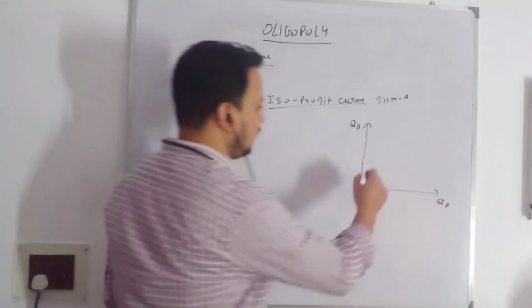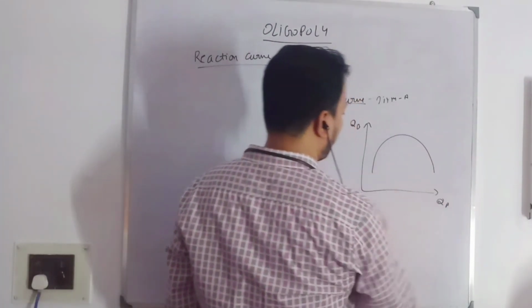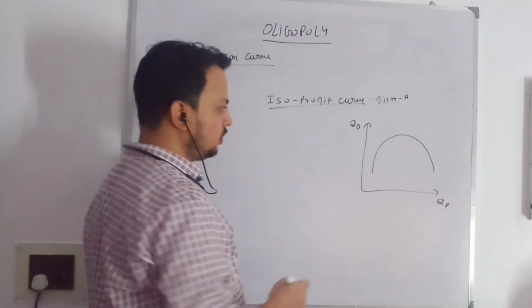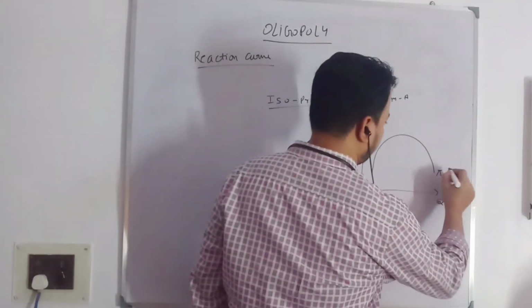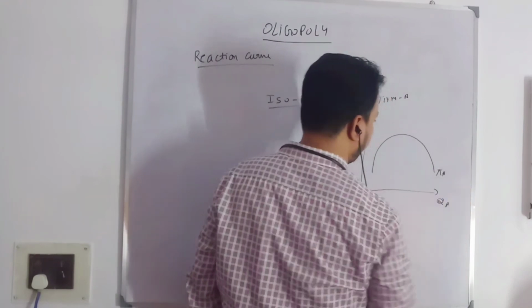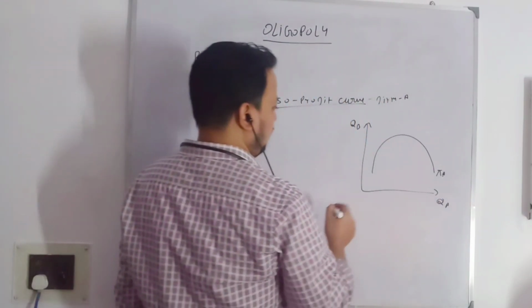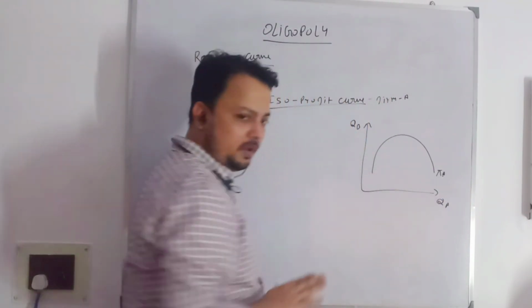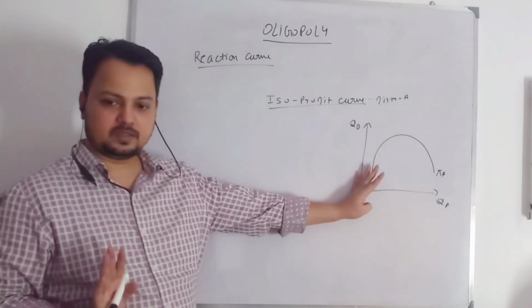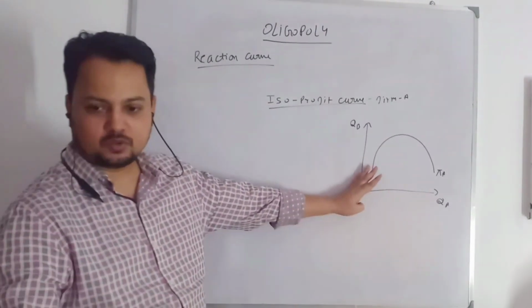And for firm A, your isoprofit curve will be like this. This is the profit isoprofit curve for firm A. And everybody knows why I have drawn it like this, right? Anyone have an issue here?